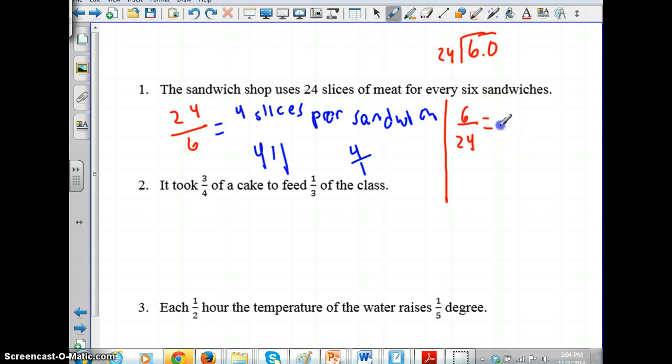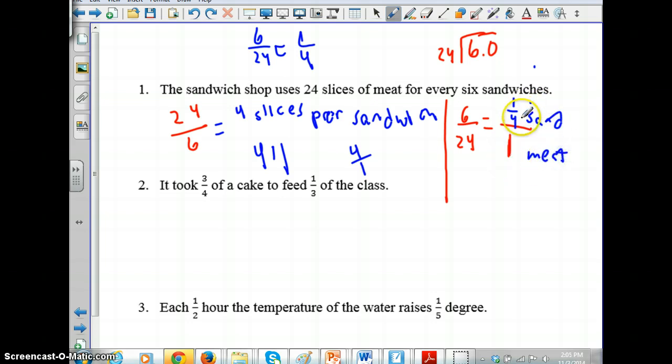But what I would do is, we know we're finding unit rate, so I know I need a 1 there, right? I need a 1. This is just a fraction, 6/24. So I would just say, well, it's 6/24 slices. If I reduce that, it'd be 1 out of 4. So you need every 1/4 sandwich to have 1 slice of meat. So that would be the unit rate for sandwiches to meat.